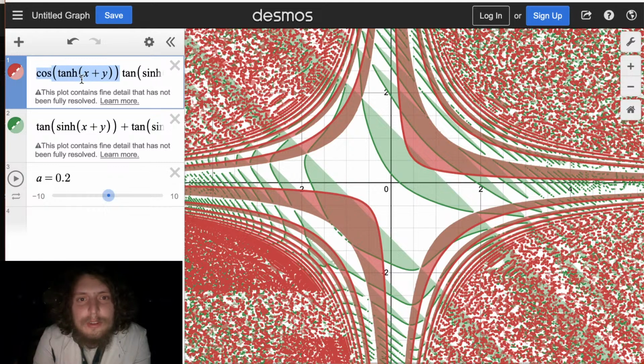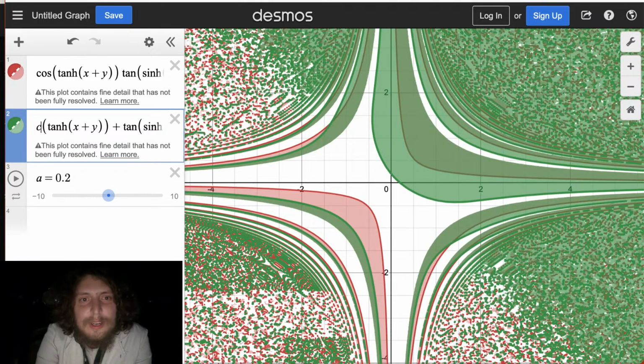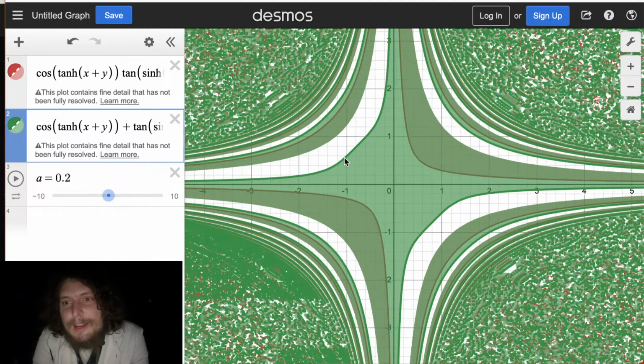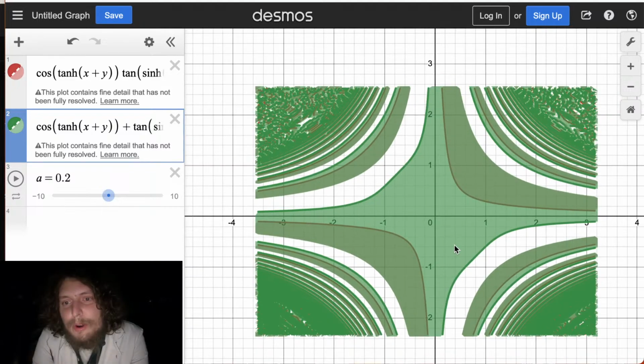And this one goes to this. Well, I'll match that there. All right, now they're the same except that one adds and that one multiplies. And yeah, now it's a lot more symmetrical in these axes, but it's also a lot more boring.